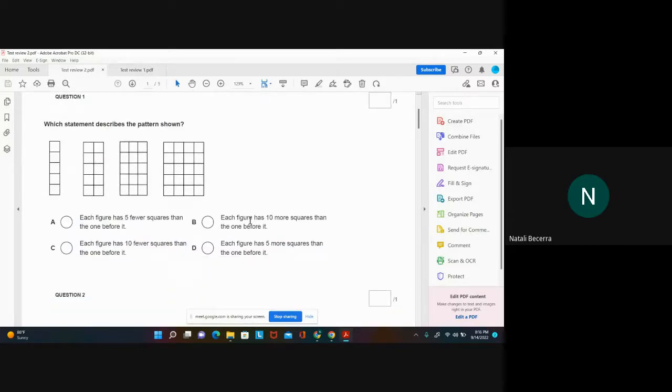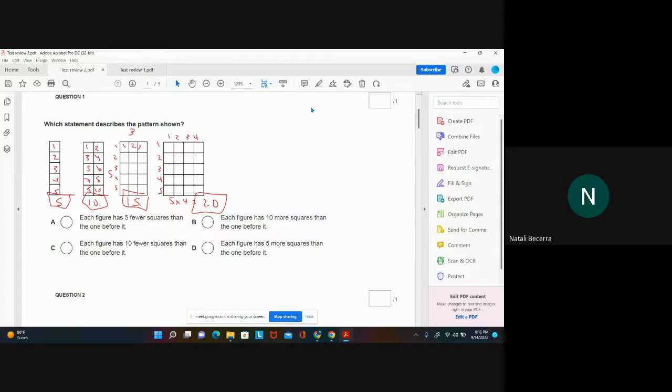All right, so which statement describes the pattern below? Okay, so 1, 2, 3, 4, 5. 1, 2, 3, 4, 5, 6, 7, 8, 9, 10. Okay, I'm not going to count all these. We can also multiply. So 1, 2, 3. So 3, 1, 2, 3, 4, 5. 3 times 5 is 15. This is 15 right here. This is 10. This is 5. I'm not about to count all these, okay? 1, 2, 3, 4. 1, 2, 3, 4, 5. 5 times 4 is 20, okay? So we have 5 squares, then 10 squares, 15 squares, and 20 squares.